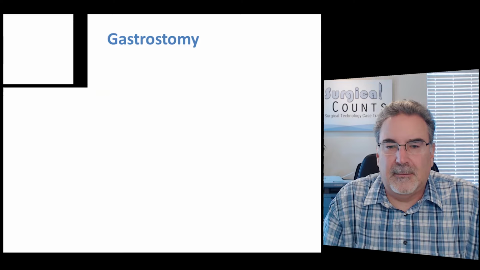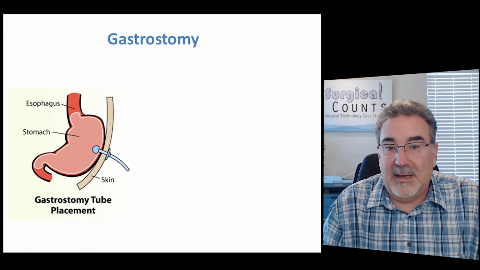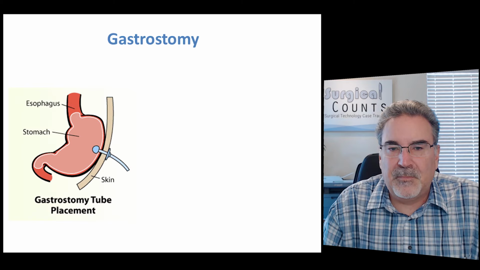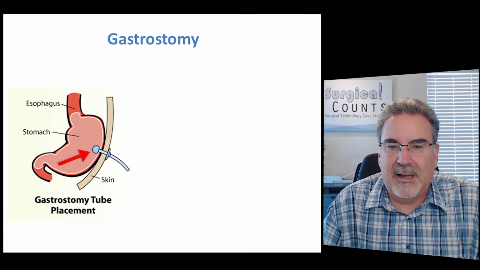And what does this look like? Well, in this case, we're going to create a little tube. It's going to go through the skin and into the stomach, creating this opening between the stomach and the outside of the body. This is a gastrostomy. And notice the tube has a little bubble here. That sort of keeps the tube from pulling back out.